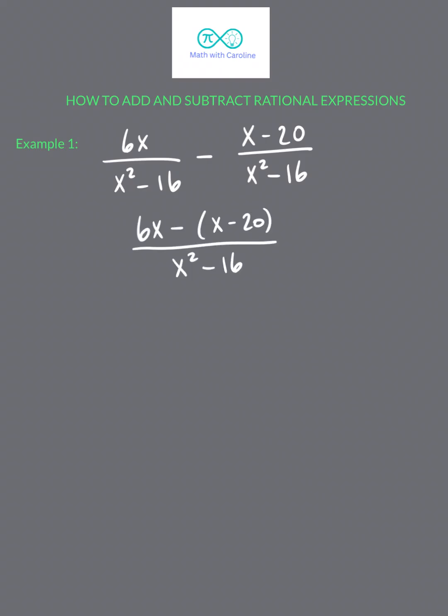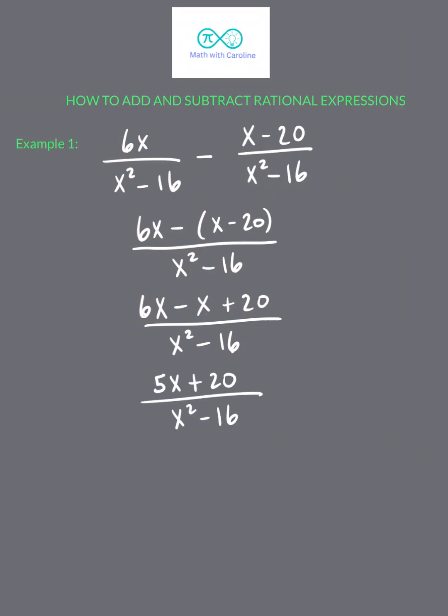Now it's very important whenever you're subtracting that you subtract every term that's on the second fraction. And so I've put parentheses here to make sure that I distribute my negatives. So I'm going to have minus x plus 20. Now I'll need to combine like terms. So I'm going to do 6x minus 1x to get 5x.